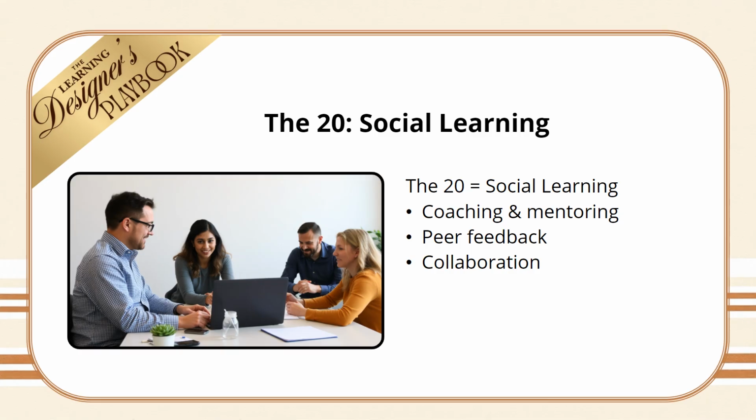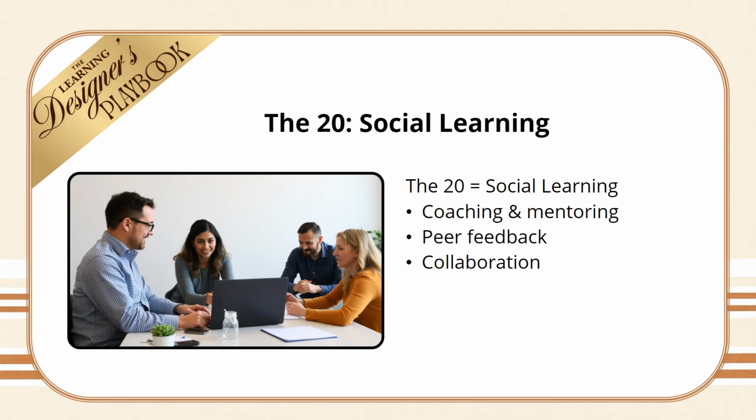The next component of the model is social learning. This accounts for about 20% of overall learning. Social learning happens when people learn through interactions with others. Coaching and mentoring are two powerful methods in this category. In coaching, managers or experts provide guidance and ask reflective questions. Mentoring adds long-term support and career advice.